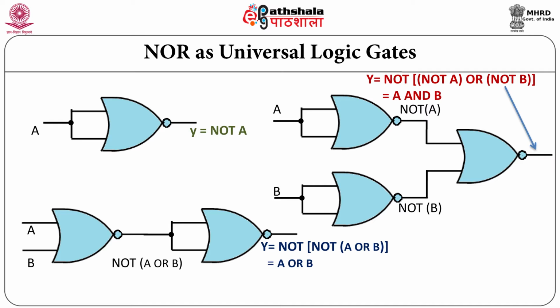3 NOR gates are required to construct OR gate. In the first level, 2 NOR gates will act like an inverter. These 2 inverters will complement the inputs. The third NOR gate will perform ORing of the complemented inputs first and then inverts the result. This provides final output as logical AND function.